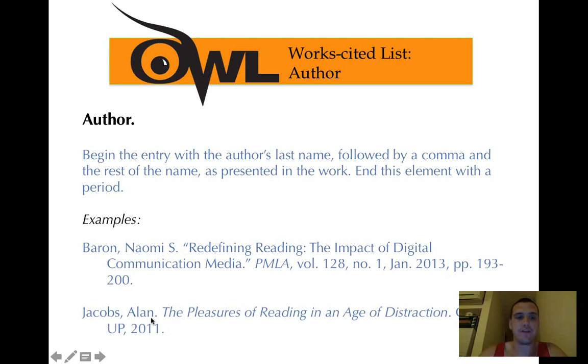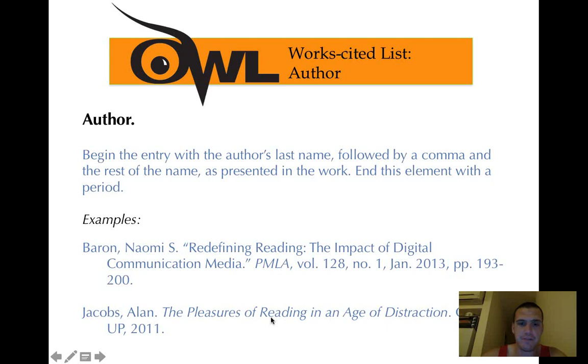Let's look at this one. Let's look at Alan Jacobs here. So if you use Jacobs as a citation, you would have to put the full citation in your bibliography, and notice the order of how it goes. Okay, so right here, this is the author's last name, Jacobs. Jacobs, comma, space, Alan. So author's last name, a comma, and his first name, period.